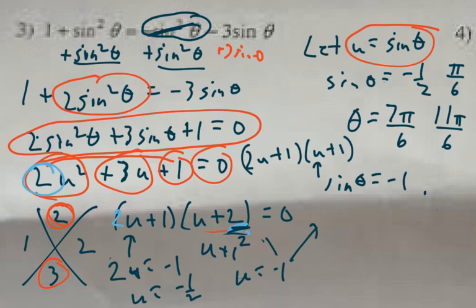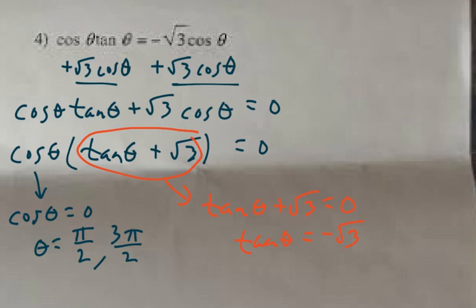And sine is only -1 when theta is, no, 3 pi over 2, right, is -1. Again, look at your unit circle. That's where it should be. All right, let's look at number 4 here.